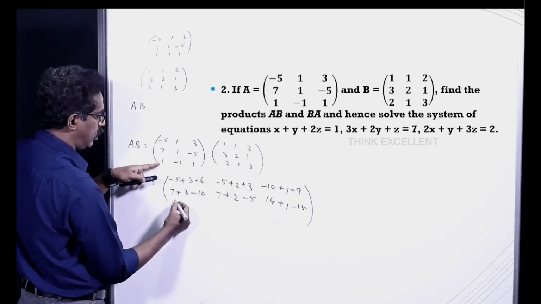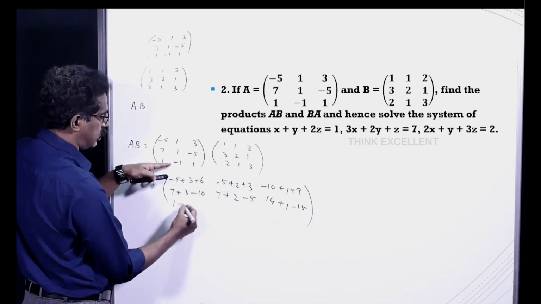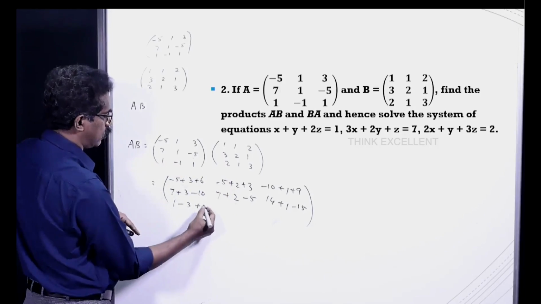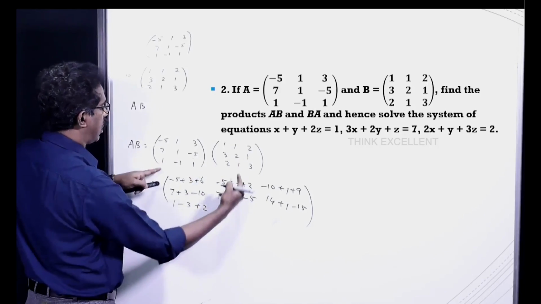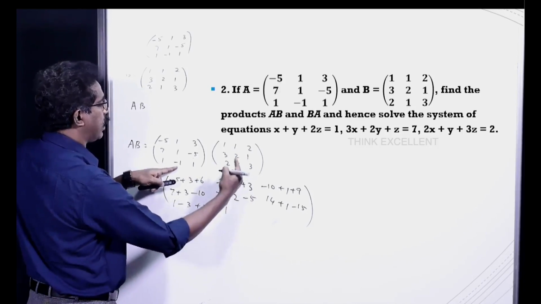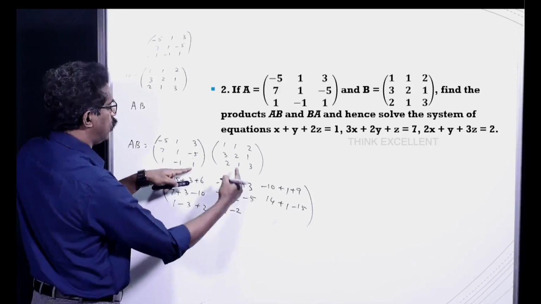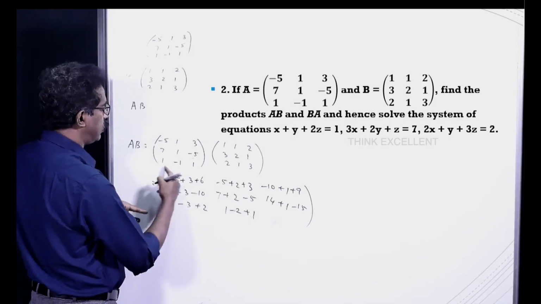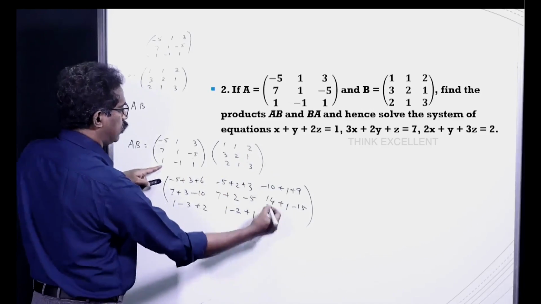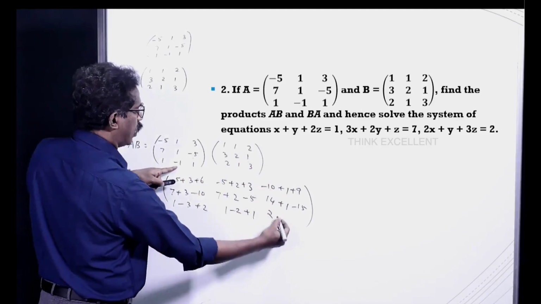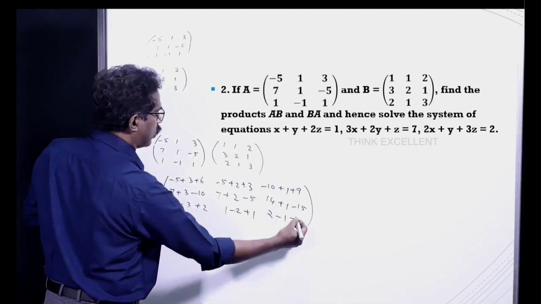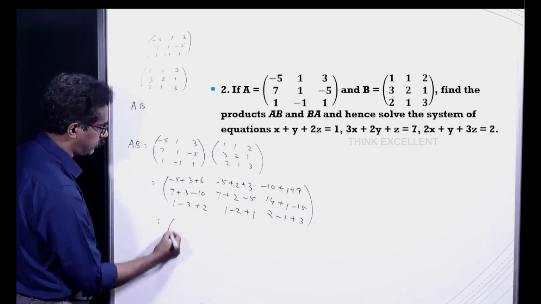1 into 1, 1. -1 into 3, -3. 1 into 2, 2. Third row, second column: 1 into 1, 1. -1 into 2, -2. 1 into 1, 1. Now third row, third column: 1 into 2, 2. -1 into 1, -1. 1 into 3, 3. See what you are getting?